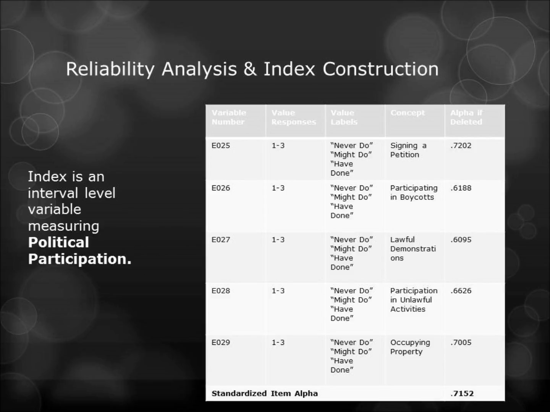Our dependent variable is political participation, and listed is an index that has 5 indicators, which has an alpha score of 0.7152, which proves that there is a strong and significant relationship between the indicators, which makes it effective to comprise an index.